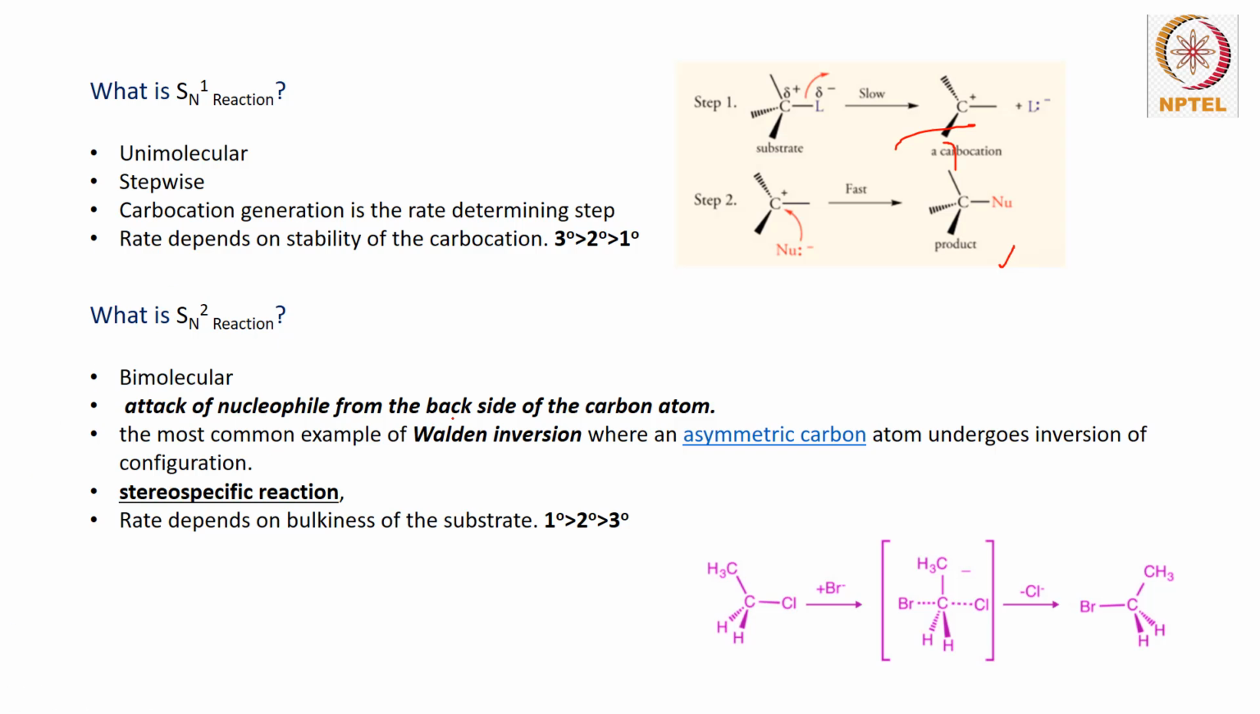So here a Walden inversion is happening. Imagine, this is also called an umbrella effect. Imagine that this is the umbrella, this is the upper part of the umbrella, and this is the stick. Okay. Now suppose wind is coming from this side. What will happen? This will totally reverse and the wind will come here.